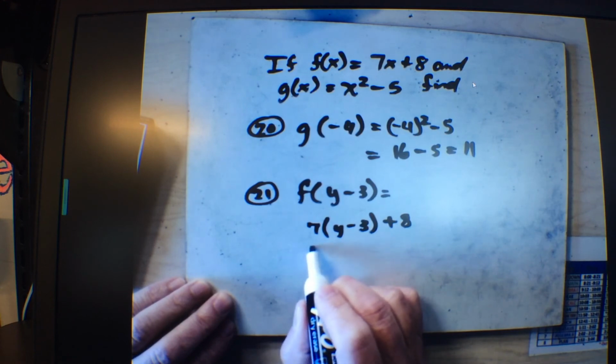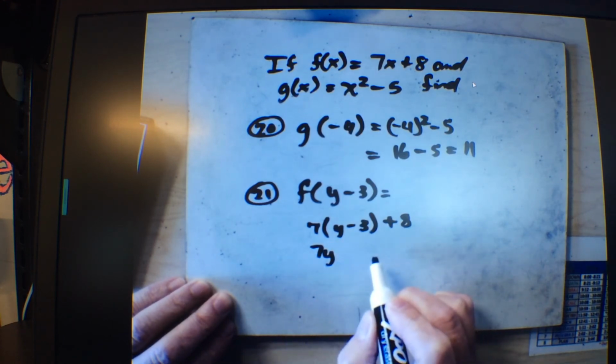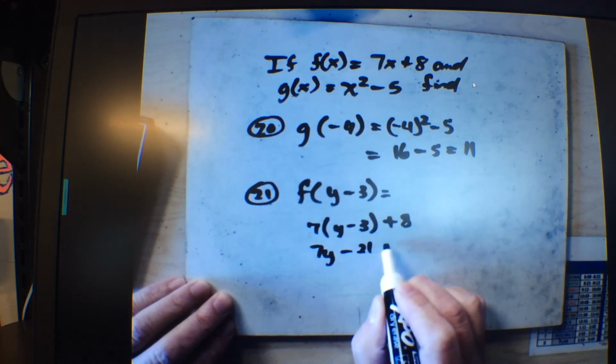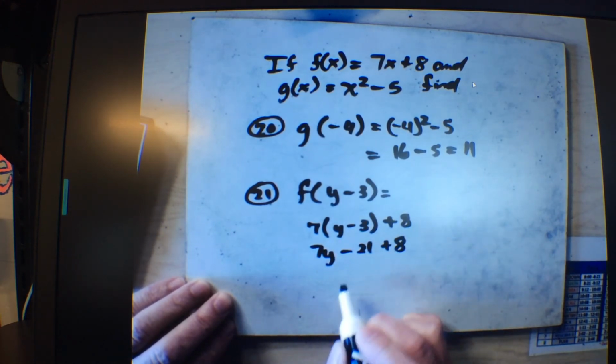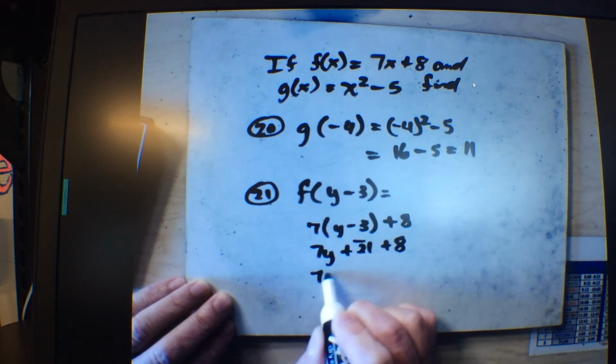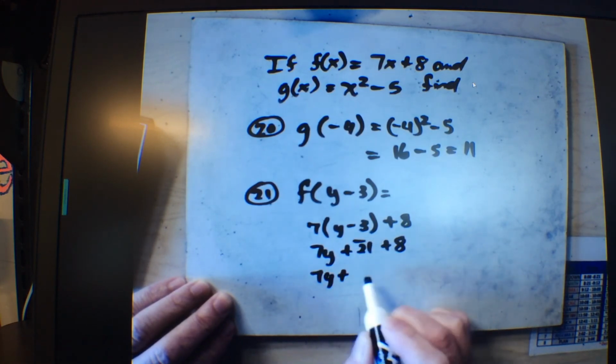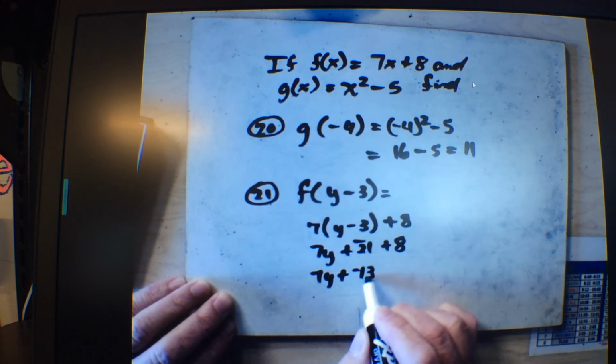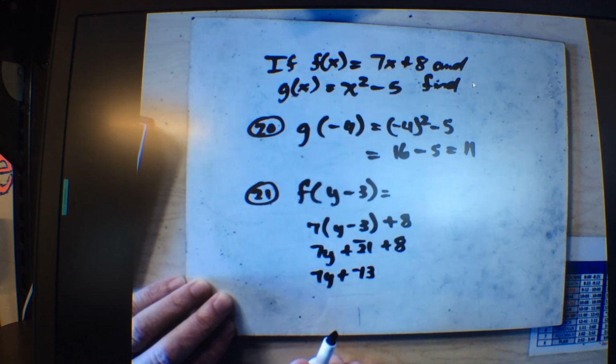So 7 times y, which is 7y, minus 21. Okay, notice how she distributed the 7. Plus 8. Okay? So it'd be 7y. This would be 7y plus, it would be 21 minus 8. Negative 13, right?